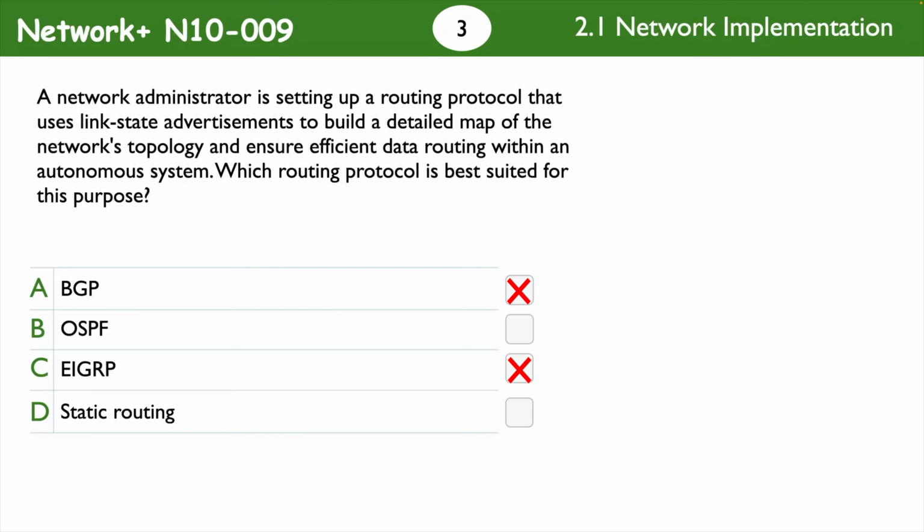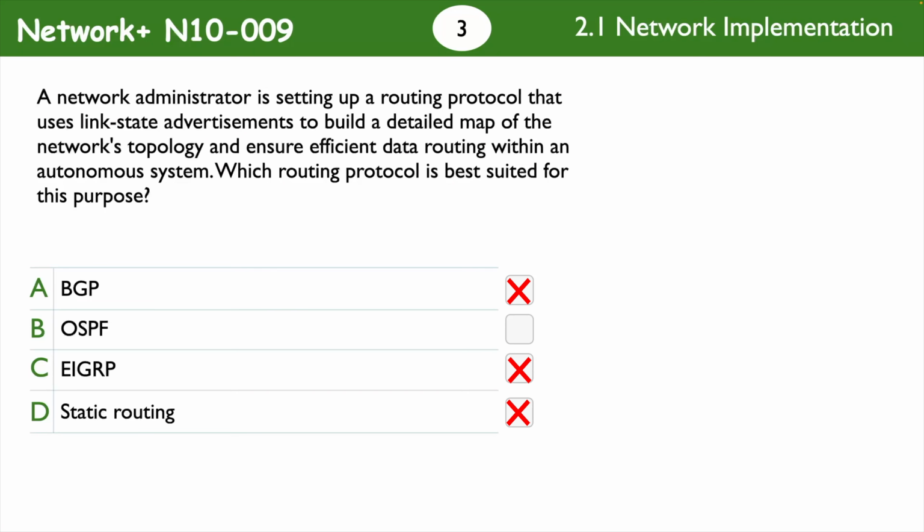And finally, we can rule out D, static routing. And that's going to involve manually configured routes, which do not adapt to change in the network or use link state advertisements. So it kind of lacks the dynamic capabilities required in this scenario.